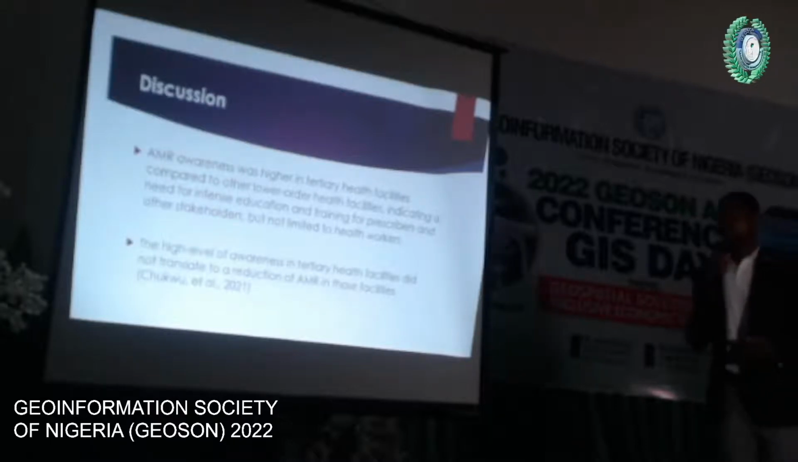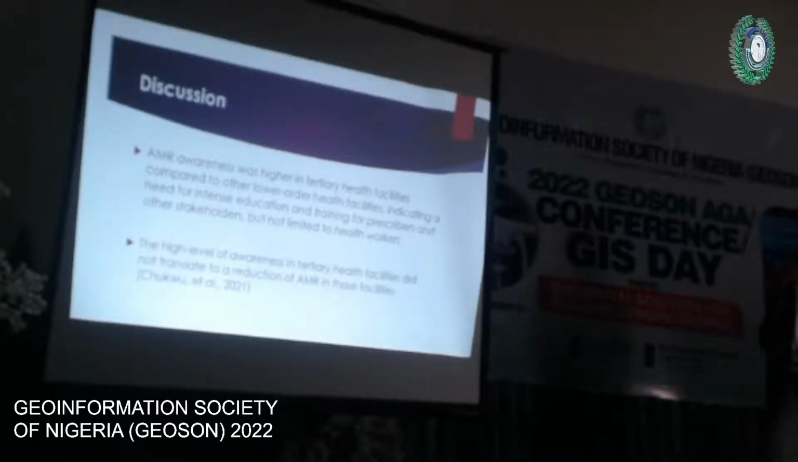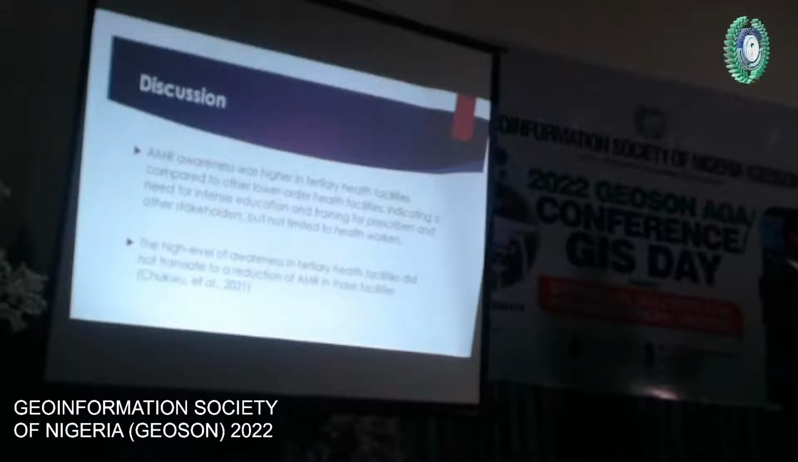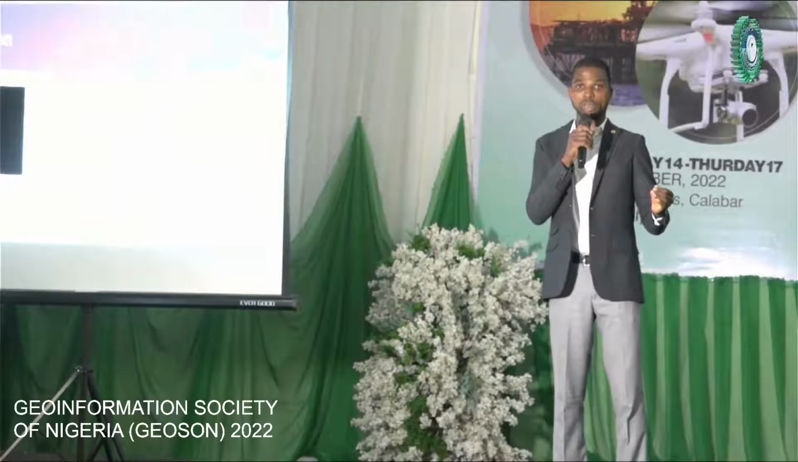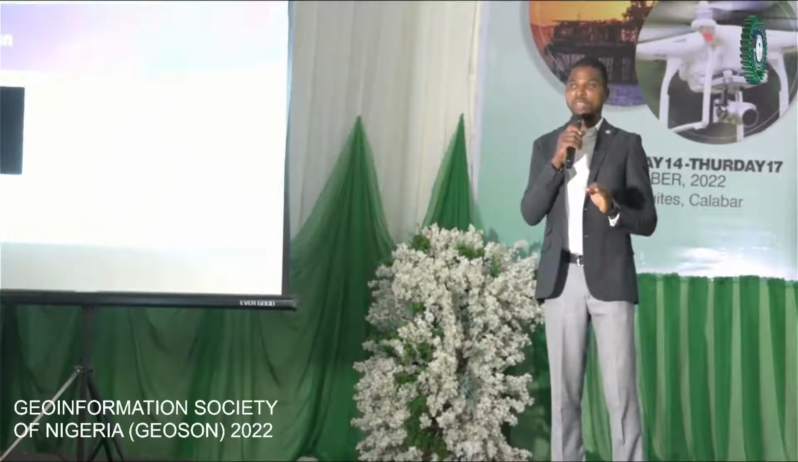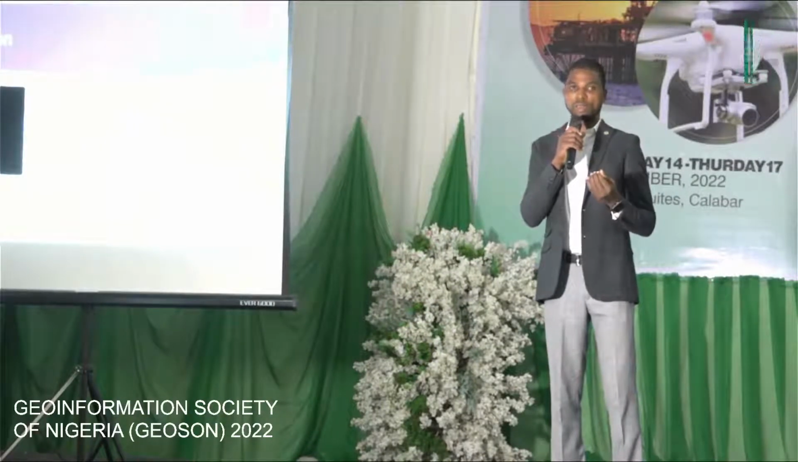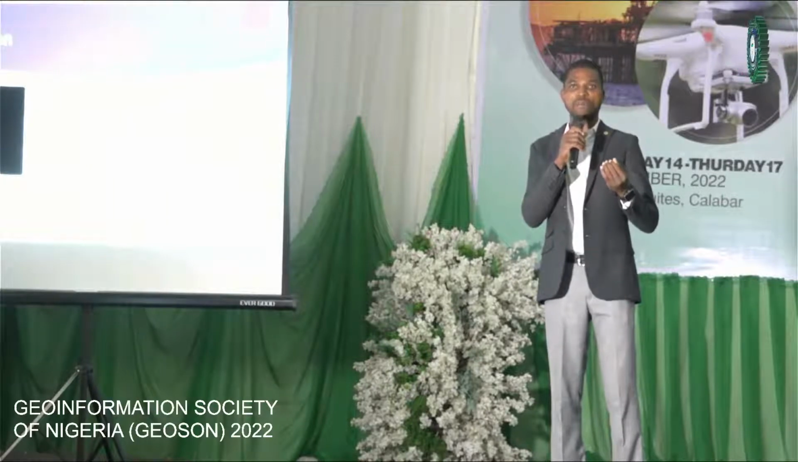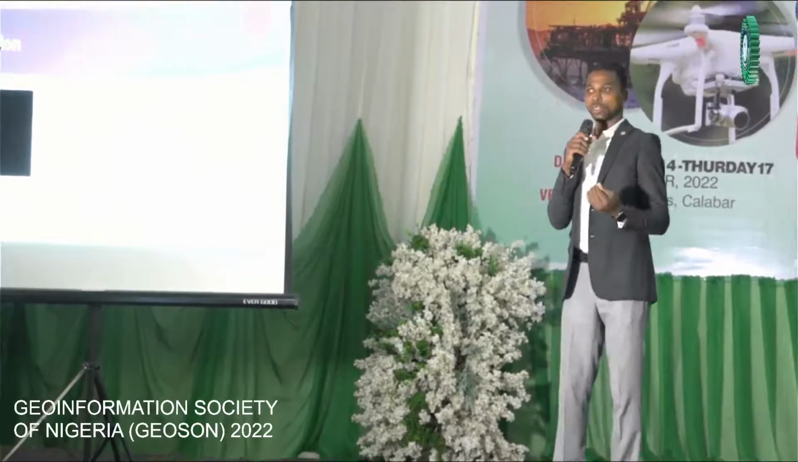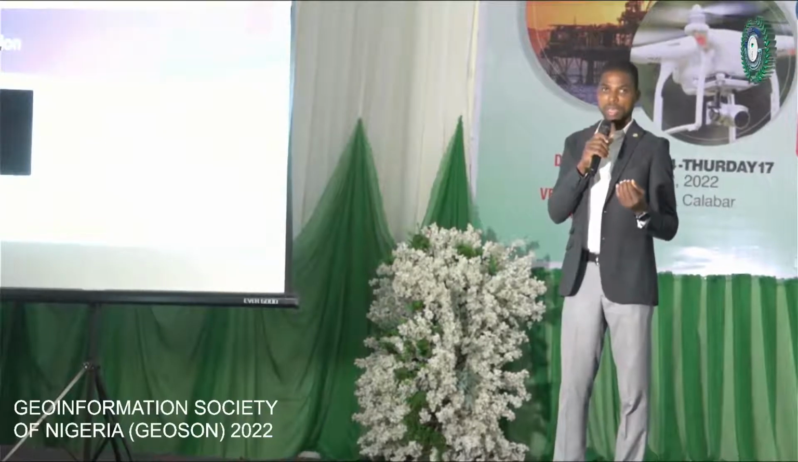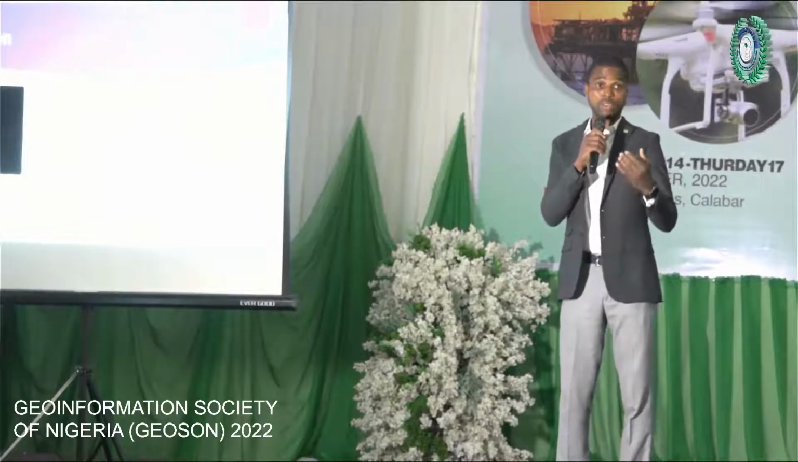So we found that awareness was higher in the tertiary facilities compared to lower order facilities such as the health centers, indicating a kind of deprivation in the rural areas, because the rural areas are where we have those lower order facilities, where AMR awareness was lower. But this was never mentioned in the papers. So it's by implication that people in the rural areas are likely to have more AMR and antimicrobial resistance than those in the urban areas. No wonder we have issues of high mortality in the rural areas compared to the urban areas.